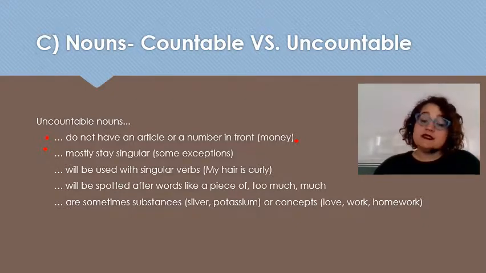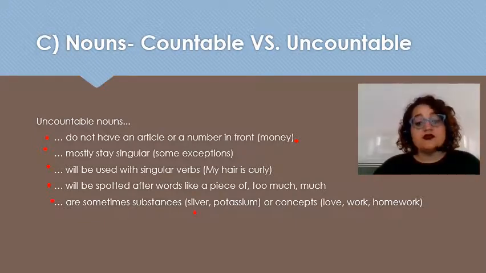So often a mistake that French speakers will make is they will say my hairs is curly or are curly, but actually when we are talking about hair on someone's head, it's my hair is curly. You're going to see uncountable nouns near words like a piece of or too much or much. They are sometimes substances, so for example, silver, potassium. You can't say one potassium, two potassium, that doesn't really work. Or concepts like love, work, homework.